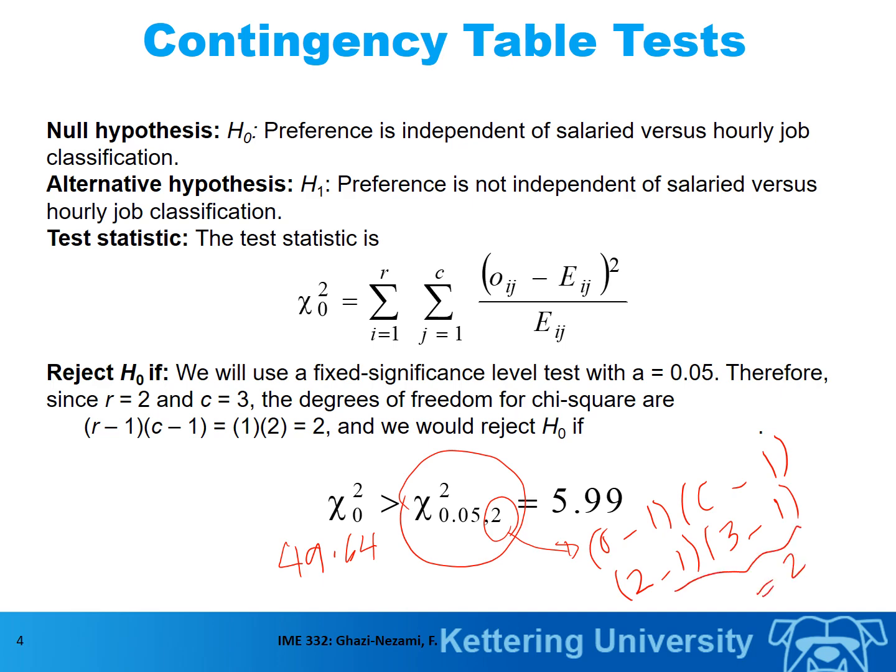So I'll go to the chi-square table. I will read this value from the table, which will be 5.99. Obviously, the value for my test statistic is way larger than the value for the critical threshold, which is 5.99. As a result, I will reject my H null. Once I reject H null, it means I'm rejecting the independence. And as a result, I conclude that preference is dependent on type of job. That is my conclusion. So dependency is what we conclude for this example.